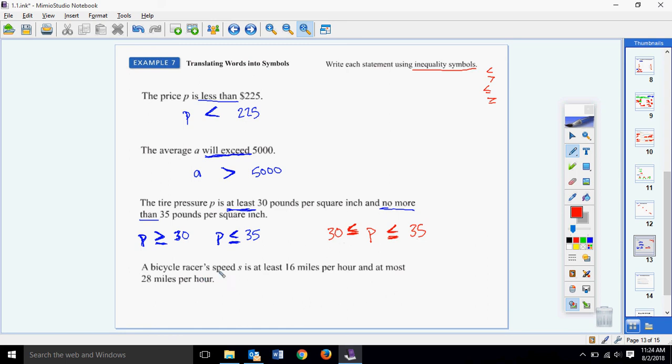All right, the last one. A bicycle racer's speed, S, is at least 16 miles per hour and at most 28 miles per hour. So our bottom number is 16. Our top number is 28. Can it be 16? Yes, it can. That's the smallest number it can be. Okay, so S needs to be bigger than or equal to 16. And at most 28 miles an hour.